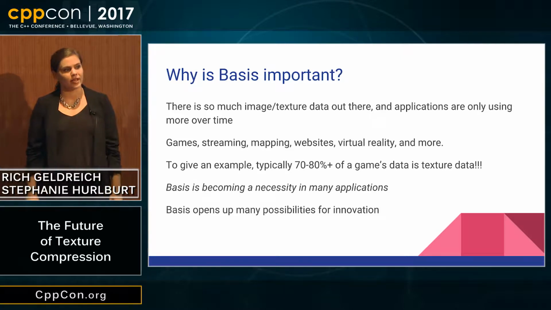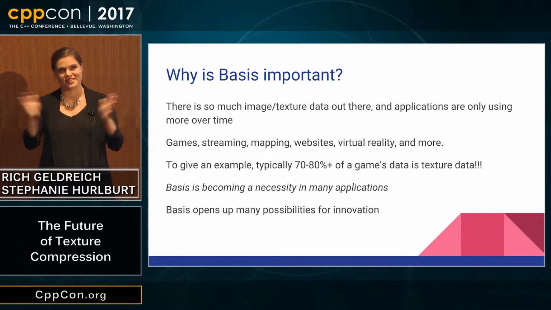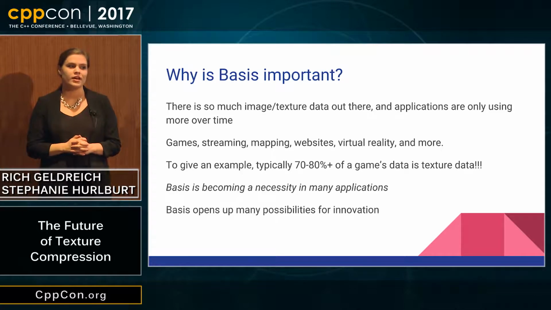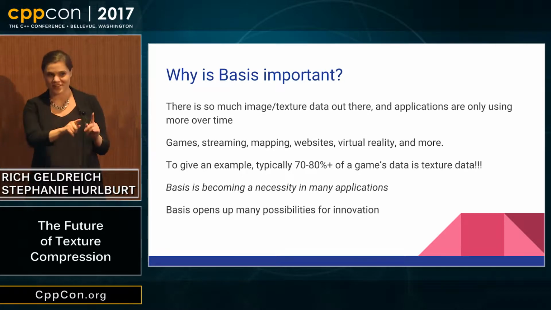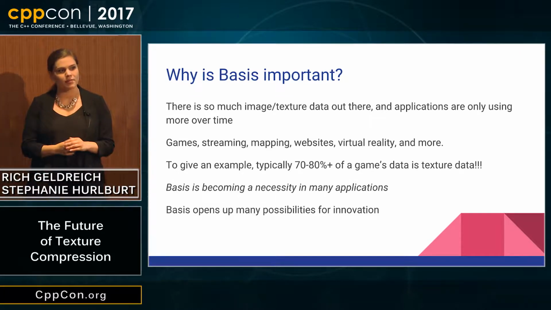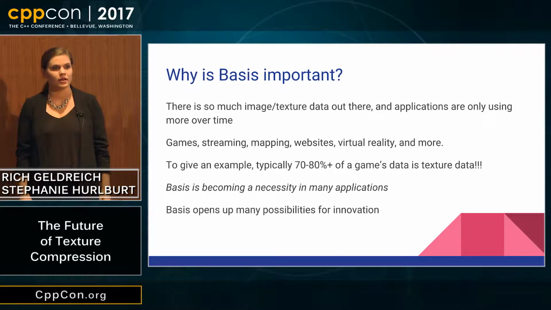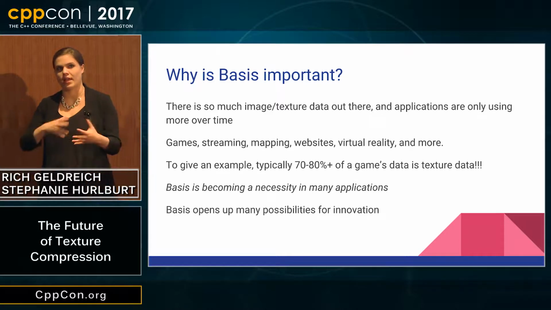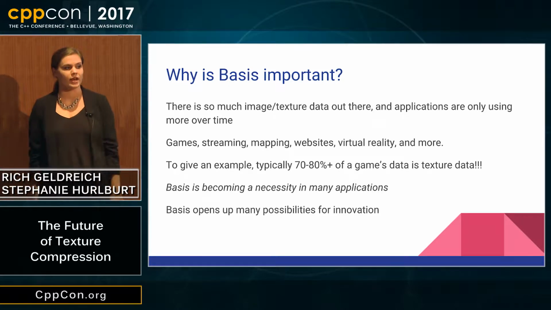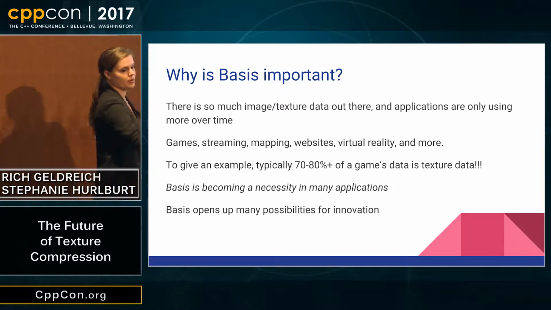So why is it important? I went into that a little bit to give you an idea of how much texture data is out there. For instance, in games, it's easily 70 to 80% of the application. So think about reducing that size. We can cut a lot of games' texture data in half. We'll take questions at the end, promise. And for a lot of applications, Basis is just a necessity. It's just needed, because they can't run their application. It's too big without more texture compression. So we're really excited about the innovation that'll open up too.